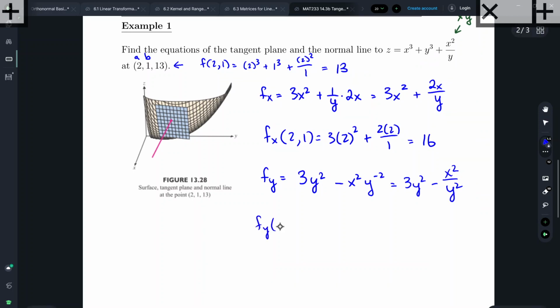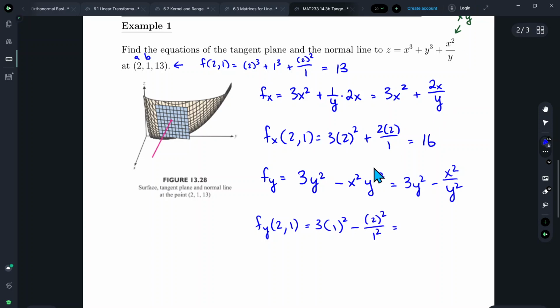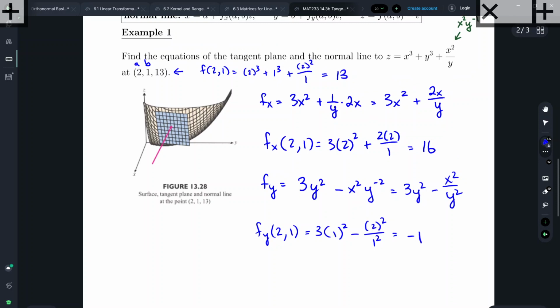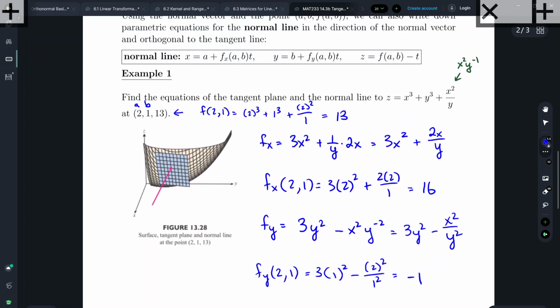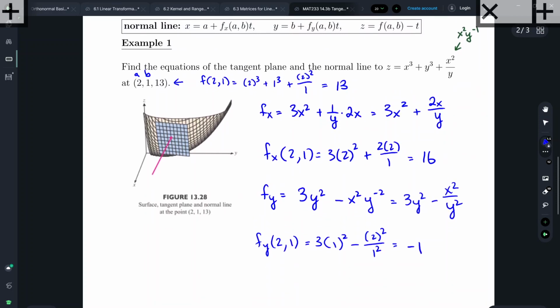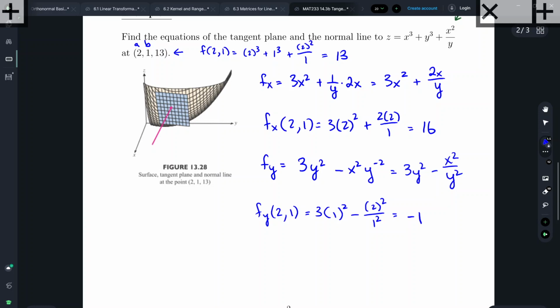And then similar to before, we calculate it at the point a, b. So just plugging the values in. So 3 times 1 squared minus 2 squared over 1 squared. So what is this? This is 3 minus 4, which is equal to negative 1. Okay, so that's the partial derivative with respect to y. So now we have all the pieces of information, right?